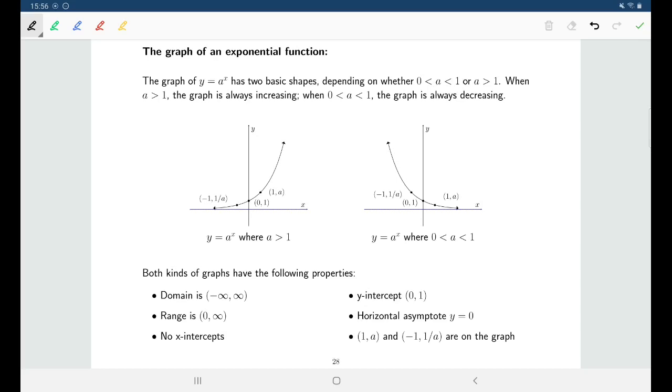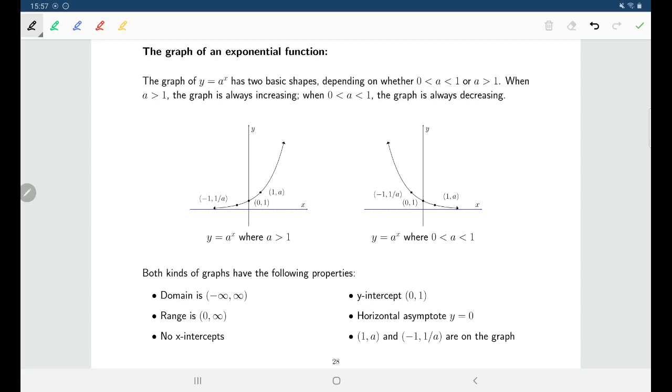One thing to know, though, is that regardless of whether a is between 0 and 1 or larger than 1, I always have the same 3 points on my graph. I always have the point 1, comma, whatever the base is. I always have the point 0, 1. And I always have the point negative 1, comma, 1 over whatever the base is. So as long as we can remember those 3 points, then we'll be able to come up with our graph of the exponential function a to the power of x without too much effort.